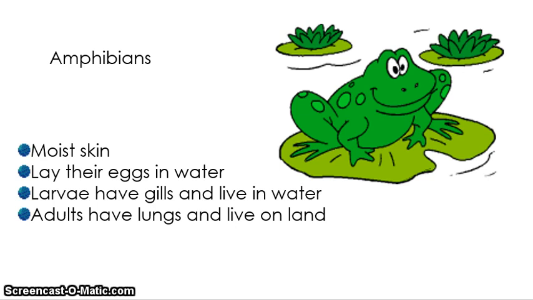So over their life cycle, the eggs are laid in water, they develop into larvae which have gills and live in water, and then once they become adults, they develop lungs and they then live on the land.